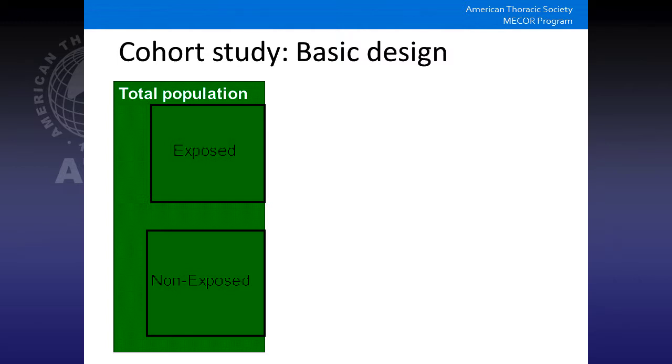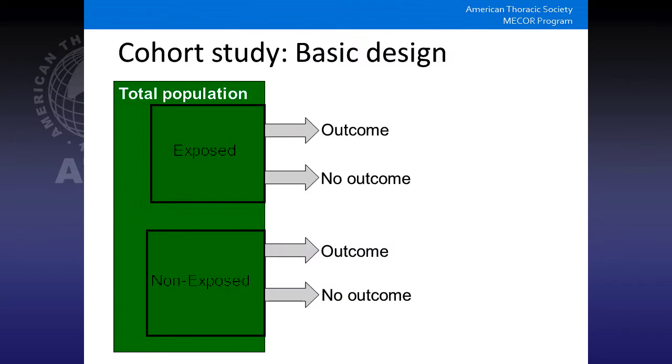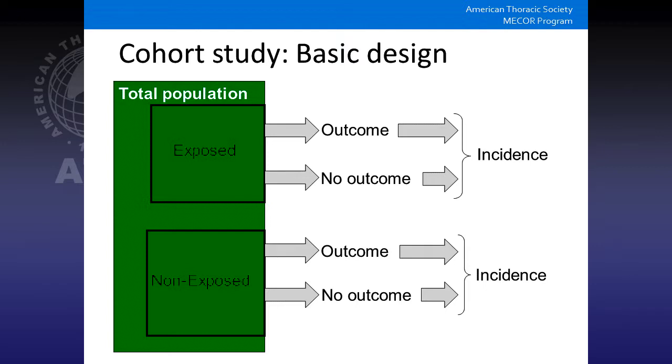We could conceive of that graphically as shown here. So we've got a total population, and again, this is a population of people who do not have the disease of interest yet. Some of them are exposed, and some of them are non-exposed, and we query them to determine who is who. We then follow them through time, and as you see here, some of the exposed will develop an outcome and others won't. And the same is true for the non-exposed. Some of them will develop that outcome of interest and others won't. And this allows us to calculate the incidence, or the rate of new case formation.